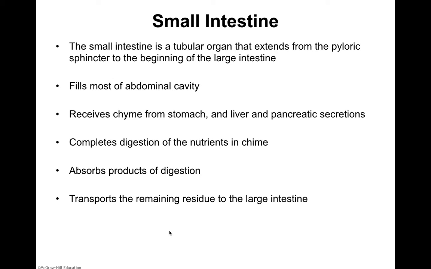It gets chyme from the stomach, along with liver and pancreatic secretions in the duodenum, and it completes the digestion of nutrients within the chyme. In fact, most of the digestion happens in the small intestine, and it is also where we absorb the products of digestion. Most of the absorption comes in the small intestine. We transport the remaining residue into the large intestine, which we'll talk about in the next section, and get rid of it.